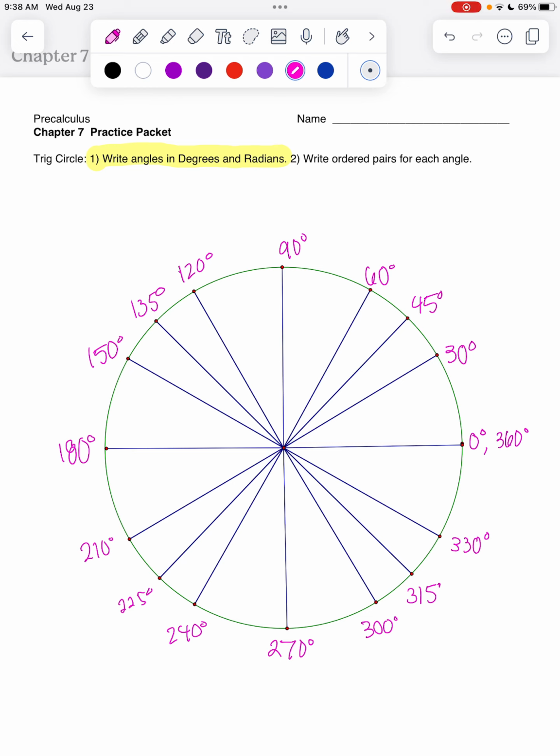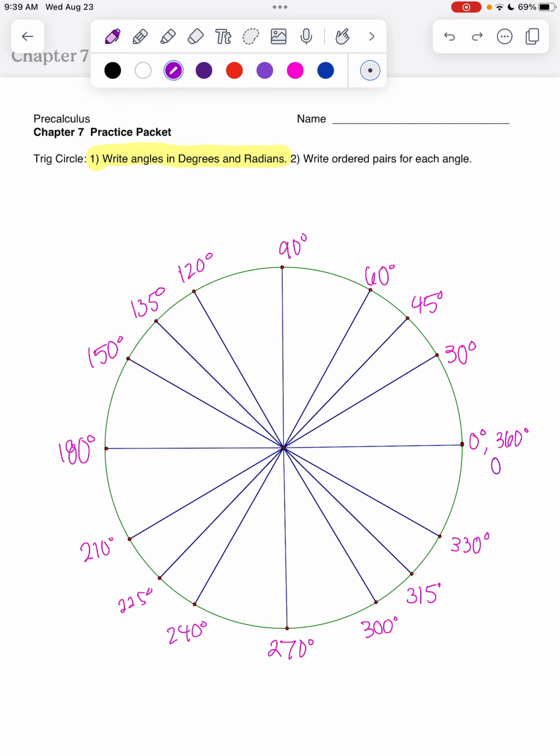Now we could start putting in our radians. So to start off, when we have this initial starting point right here at 0 degrees, this is going to be 0 radians. Now notice that when we are labeling our degrees, we have our degree symbol. Radians doesn't have any unit, so it's just going to be 0.